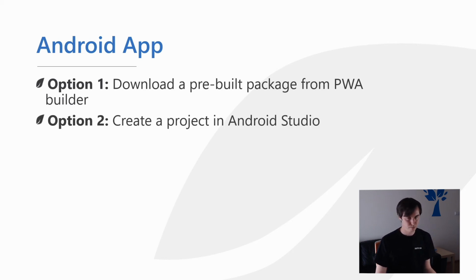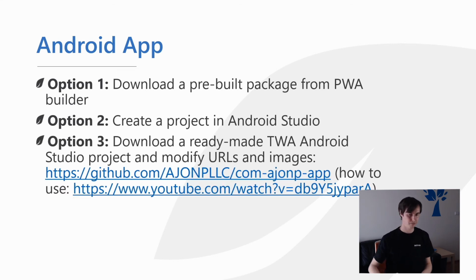Furthermore, you can create a whole new project in Android Studio and set the whole thing up. The third option that I have here is that you can download the already made TWA Android Studio project. So it already works with the Trusted Web Activities stuff, and it's basically a stub for your application. And you just modify a few things. Here is a link to a repository that I used for creating the sample for this demo, and here's a YouTube video where the developer shows you what you need to modify in the stuff.